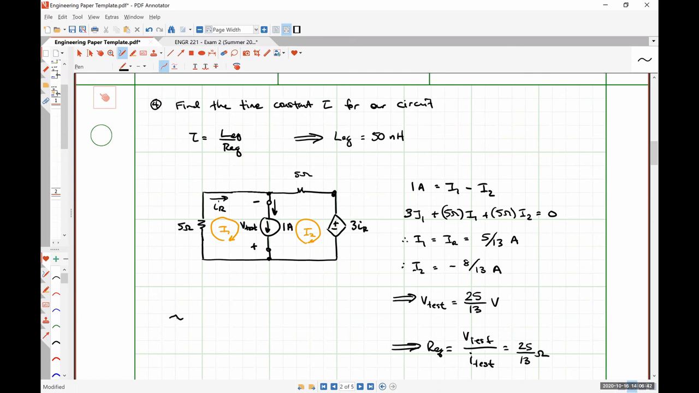So from this, our time constant is 50 times 10 to the minus 9 henries divided by 25/13 of an ohm, which is minus 8 seconds.